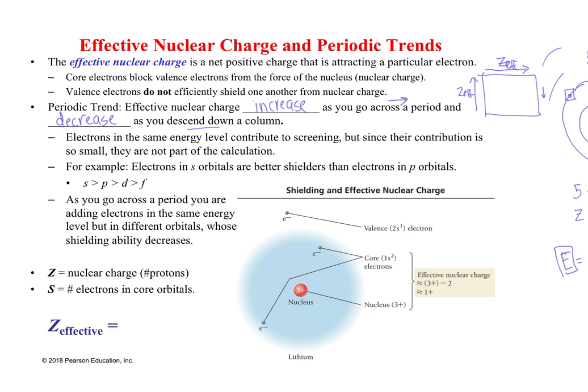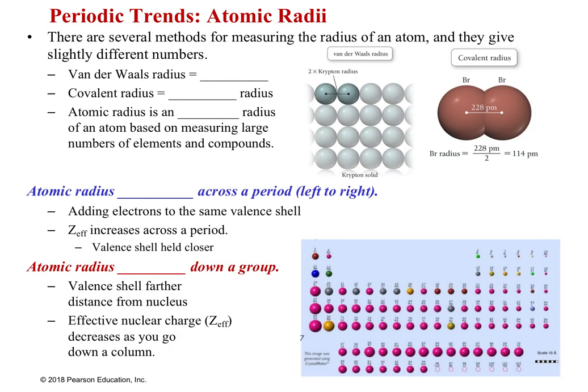Electrons in different orbitals have a different amount of screening, as we'll see. We have more shielding available from the s orbitals, and then p, d, and f, and that just has to do with the number of nodes there are. So the overall equation is Z effective is the number of protons minus the core electrons.